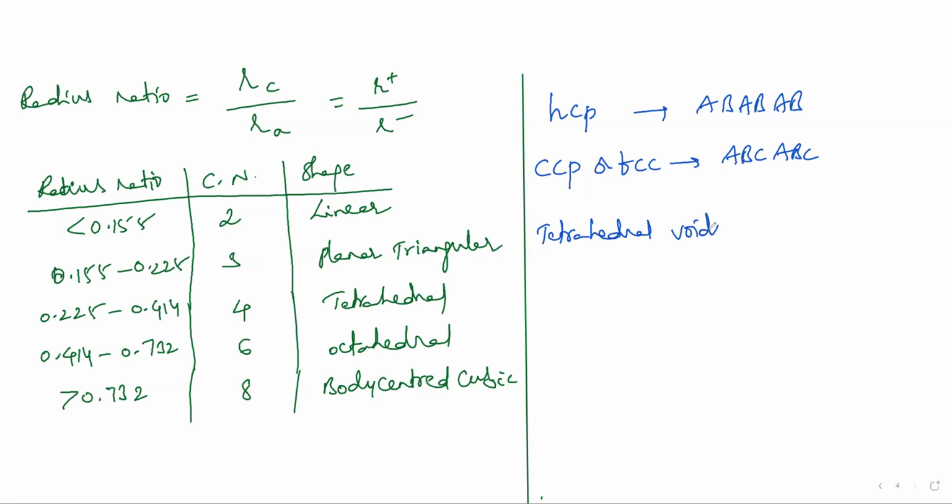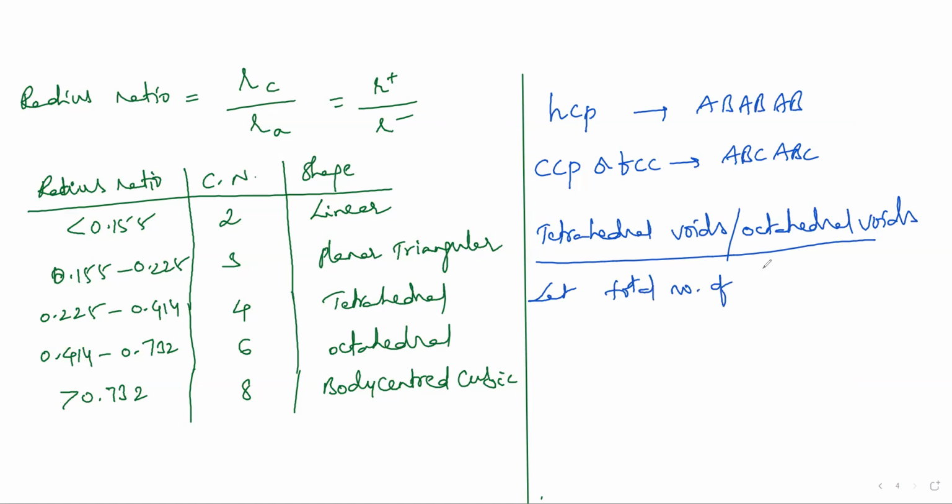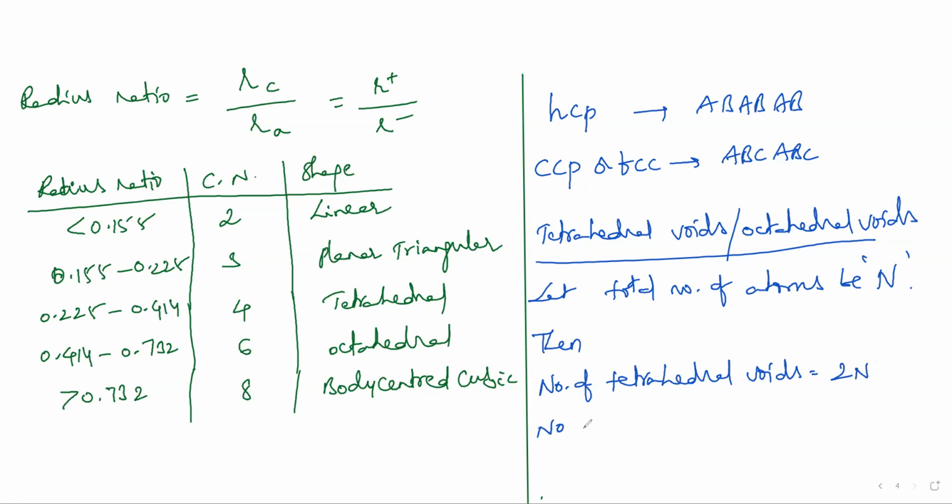Next, tetrahedral voids and octahedral voids. Let the total number of atoms be n. Then the number of tetrahedral voids is equal to 2n. The number of octahedral voids is equal to n. Done.